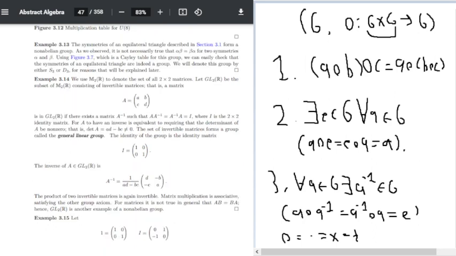Example 3.13. The symmetries of an equilateral triangle described in section 3.1 form a non-abelian group. As we observed, it is not necessarily true that AB is equal to BA for two symmetries A and B. Using figure 3.7, which is a Cayley table for this group, we can easily check that the symmetries of an equilateral triangle are indeed a group. We will denote this group by either S3 or D3, for reasons that will be explained later.